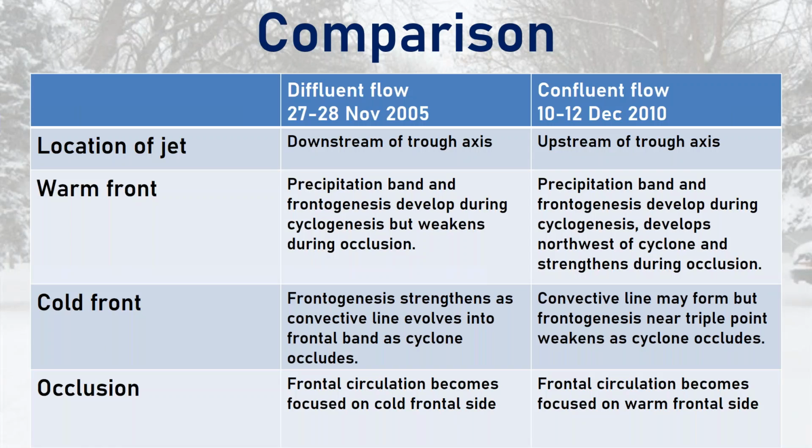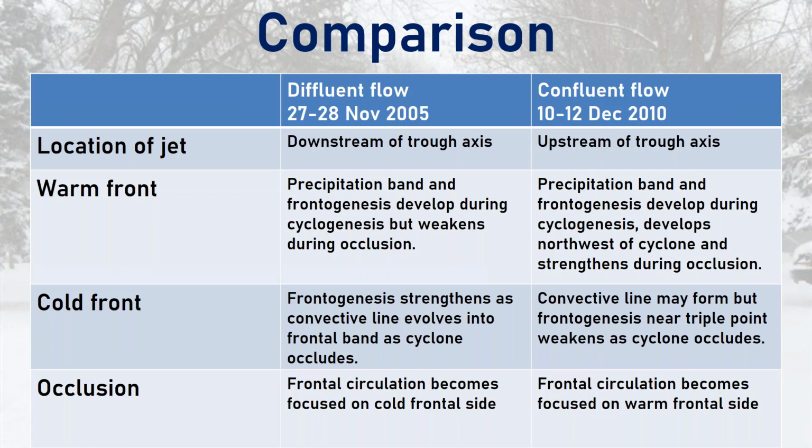And that's kind of what I summarized here. So the key is knowing where your jet is. If you know where the jet is within the deepening cyclone, you should be able to predict or develop a conceptual model for how precipitation should evolve. If it's downstream of the trough axis, you're going to see a band initially along the warm front.